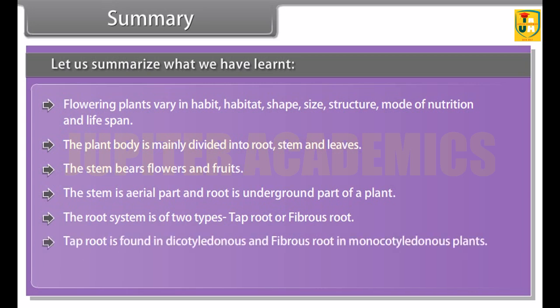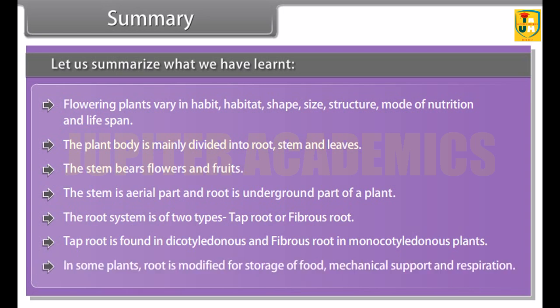Taproot is found in dicotyledonous and fibrous root in monocotyledonous plants. In some plants, root is modified for storage of food, mechanical support and respiration.